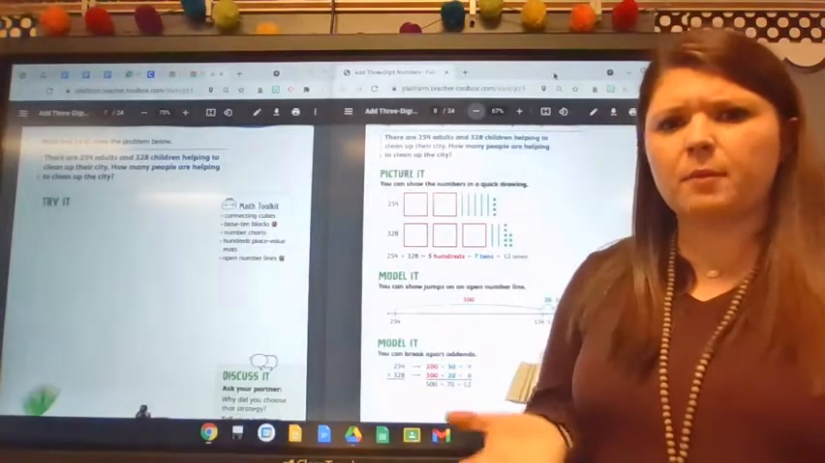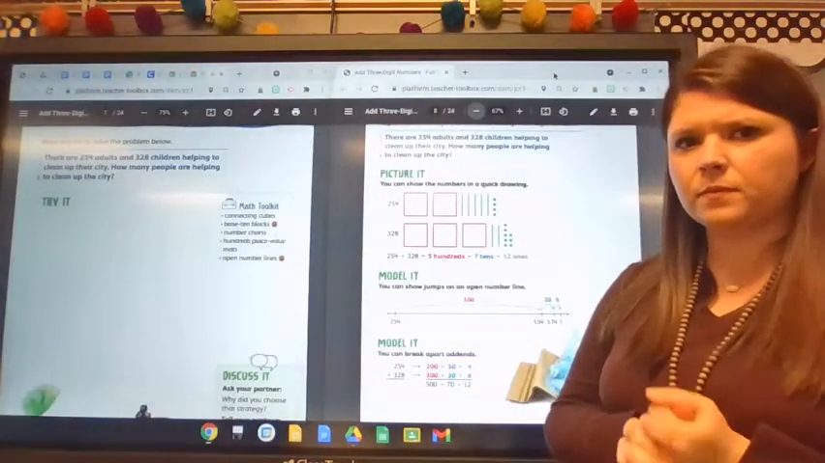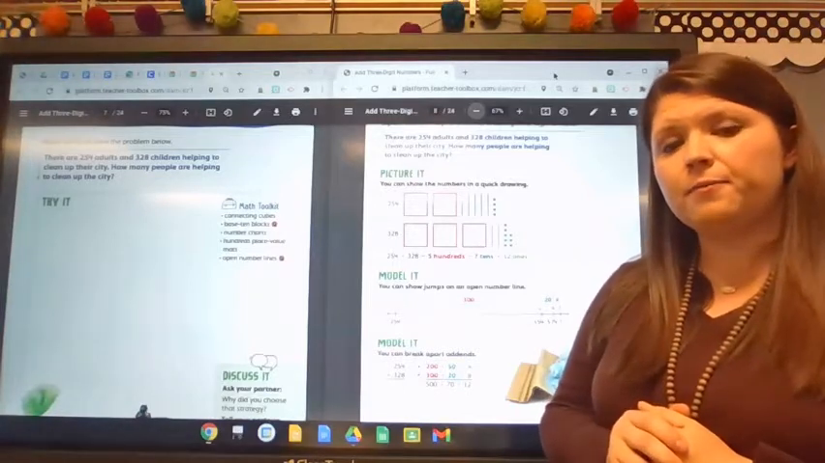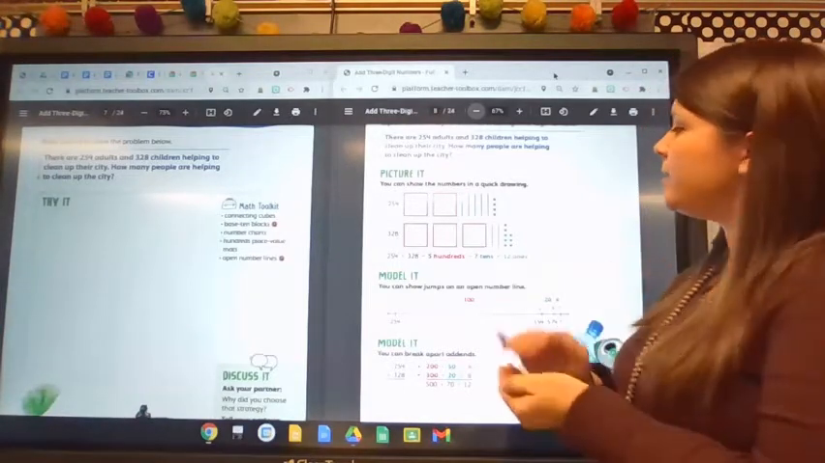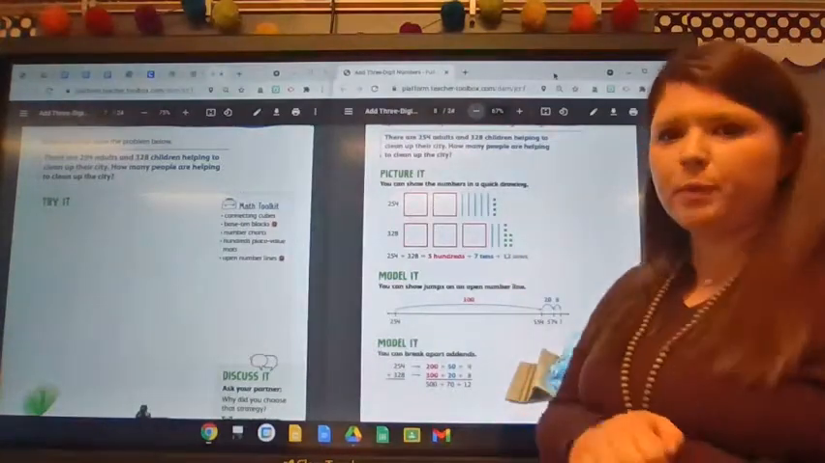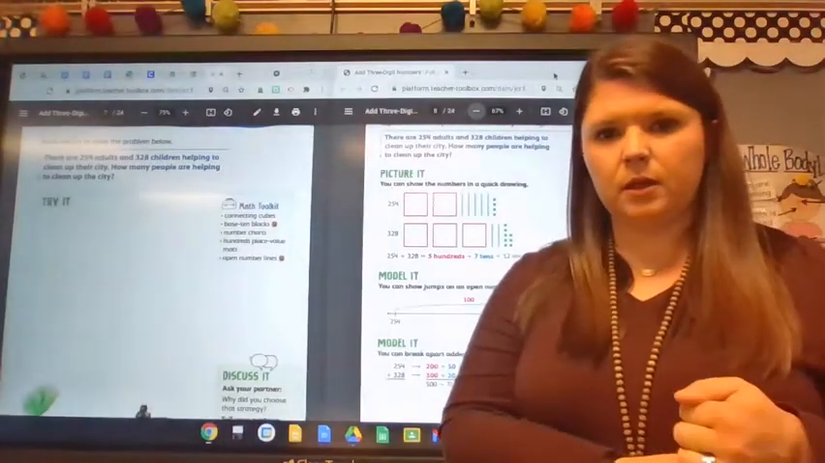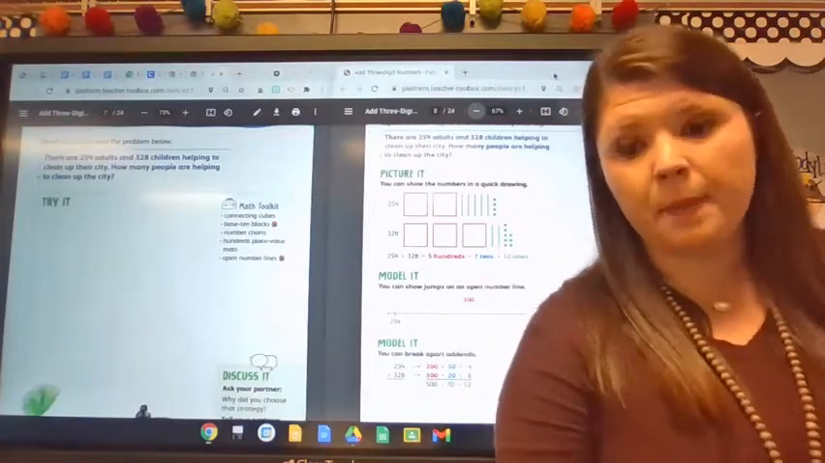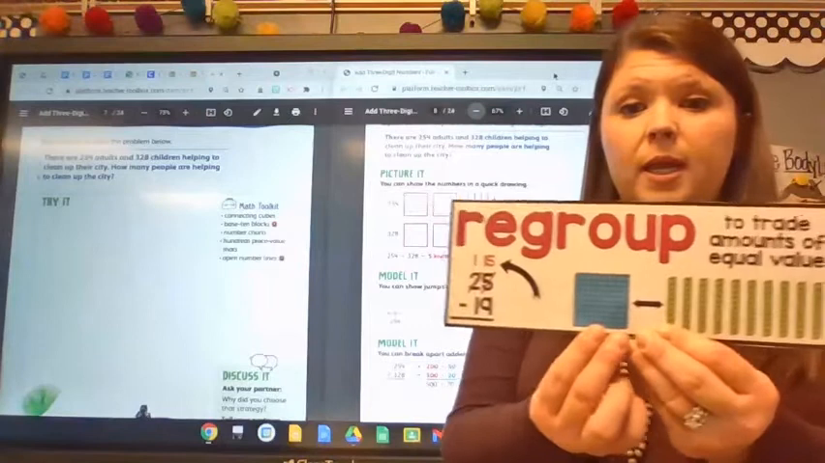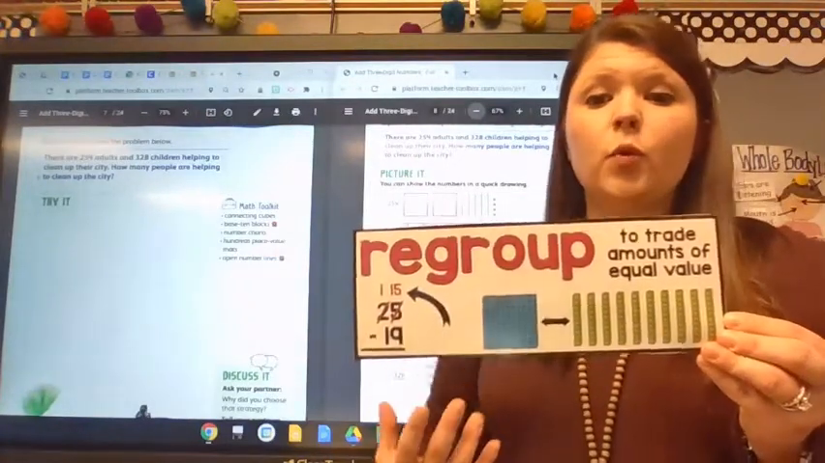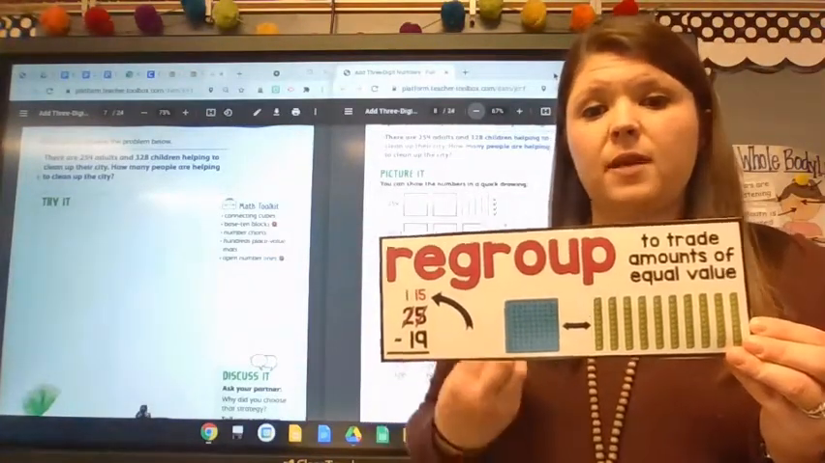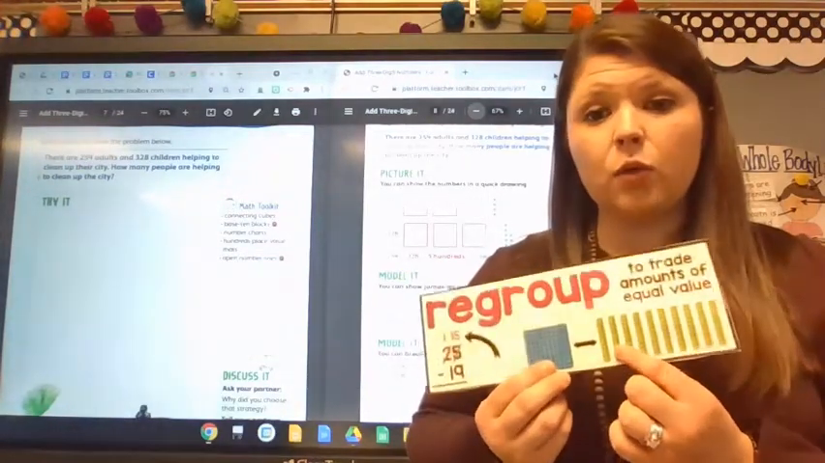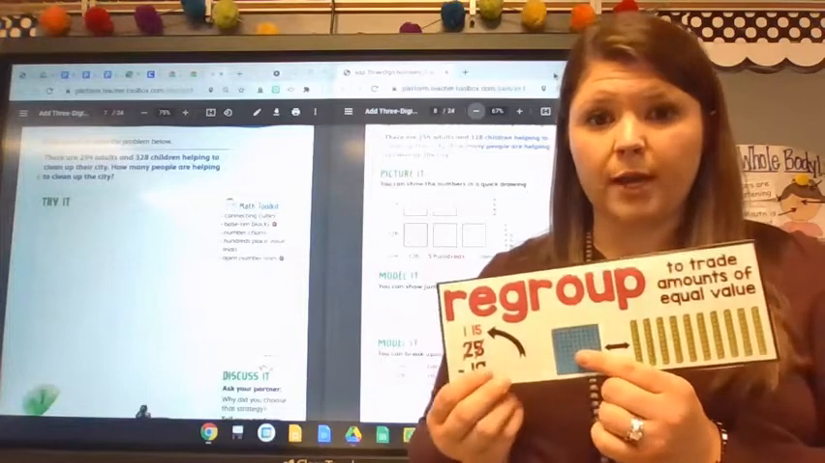What do we know about the number 12? We know that the number 12 is a 2-digit number, right? How many ones does it take to make a group of 10? It takes 10 ones, doesn't it? This is called regroup. Regroup means to trade amounts of equal value. So here there are 10 tens that you could regroup to make one group of 100.